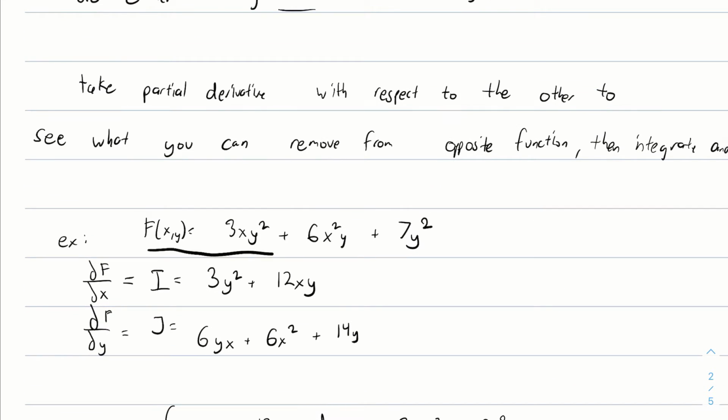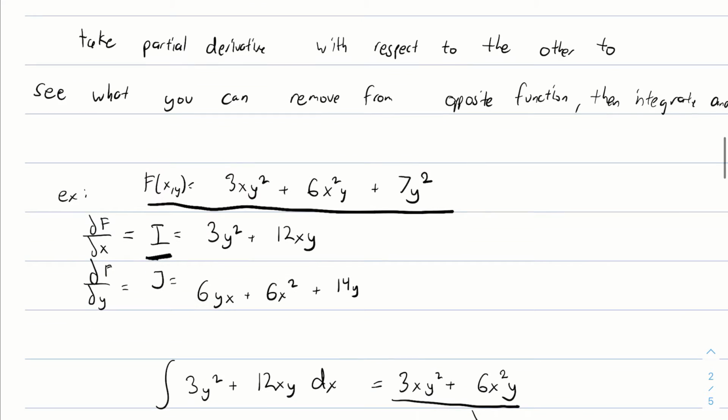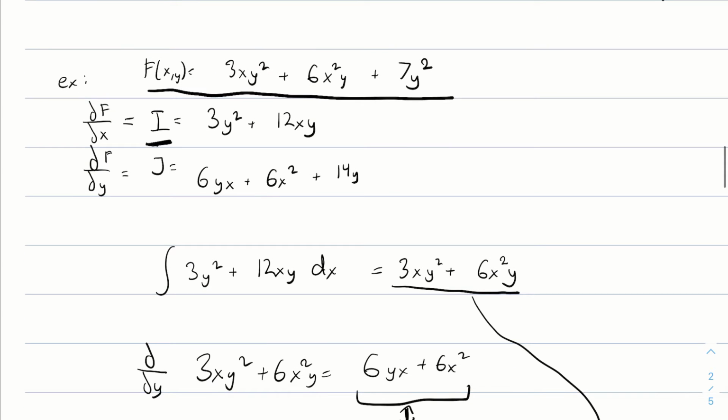I've got this function right here, and that's a function of x and y. If we take the partial derivative with respect to x, we get I, and we get 3y squared plus 12xy. If we take it with respect to y, we get j, and that's going to be equal to 6xy plus 6x squared plus 14y. Now let's say that we take I, and we already know it's exact, just take that as a given here.